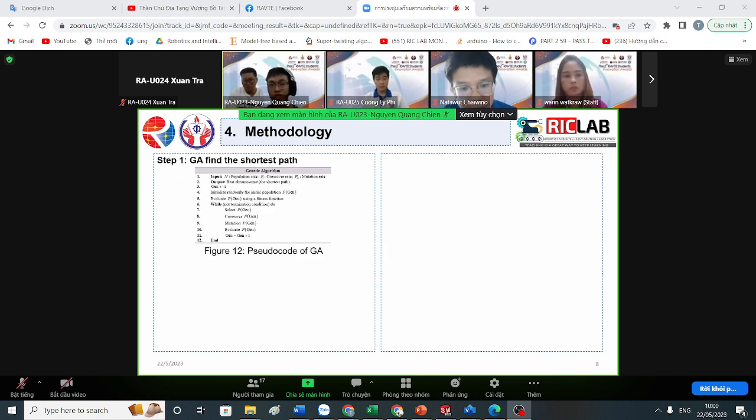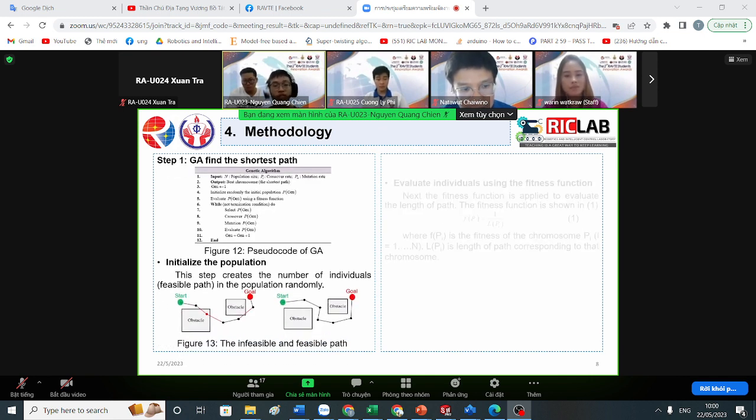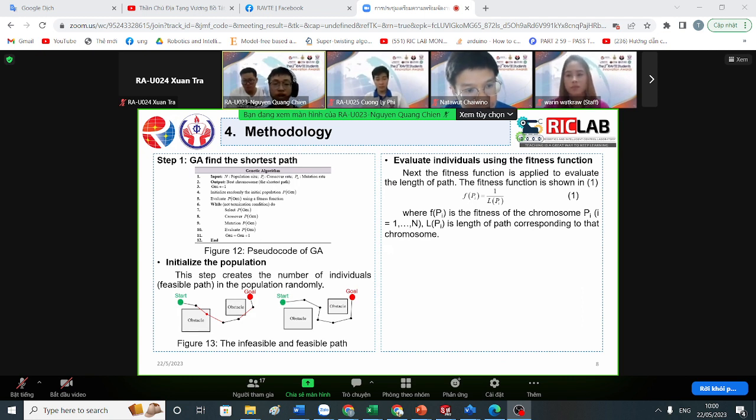And now we go into the methodology. First, GA. The pseudocode of GA is shown in figure 12. In GA there are a lot of steps, and I will just mention a few. First, we initialize the population. This step creates a number of individuals, which we call feasible paths, in the population, and we create them randomly. In figure 13, you can see on the left is an infeasible path, and on the right is a feasible path. Next, we have to evaluate each individual using the fitness function. The fitness function is shown in equation 1.